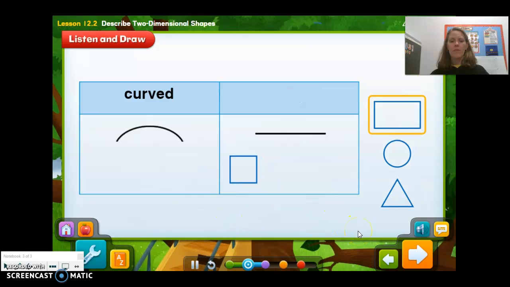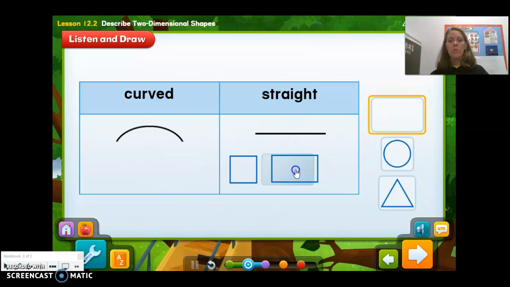Next, look at the rectangle. Does the rectangle have curved sides or straight sides? The rectangle has straight sides, so drag the rectangle to the straight column too. So hopefully you're able to answer it before they do. I'm pretty sure you guys know these because we talked about it when we talked about three-dimensional shapes, and we've talked about it for the last couple of days when we talked about our two-dimensional shapes.